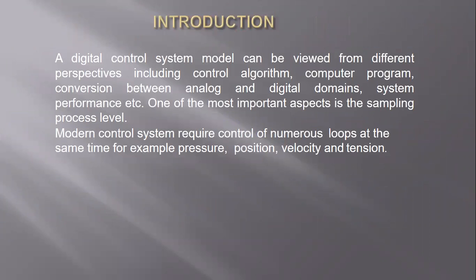A digital control system model can be viewed from different perspectives, including control algorithm, computer program, conversion between analog and digital domains, system performance, etc. One of the most important aspects is the sampling process level. Modern control systems require control of numerous loops at the same time, for example, pressure, position, velocity, and tension.